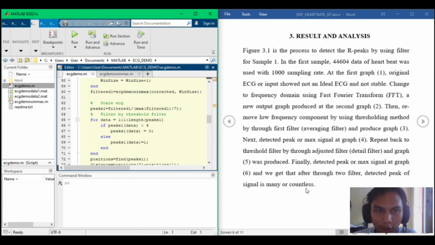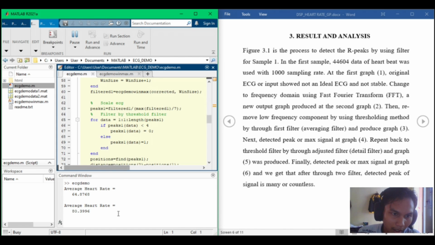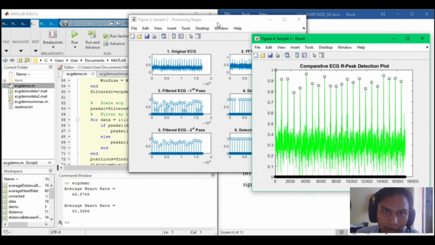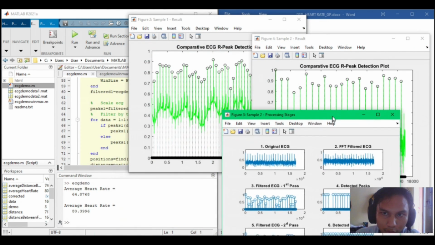For the simulation in MATLAB, we're going to use two samples. The sample will go through the filter by removing the low frequency component using an FFT, and after that the windowing filter, thresholding and adjusting filter, and we get the output. So we're going to run the MATLAB. We get the average heart rate for the first sample, and this is the second sample's average heart rate. So this is the result for the two samples.